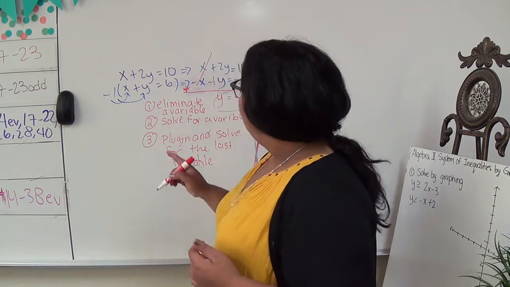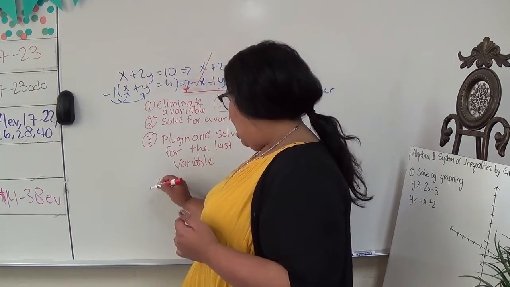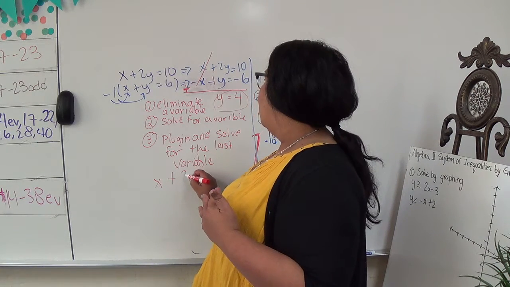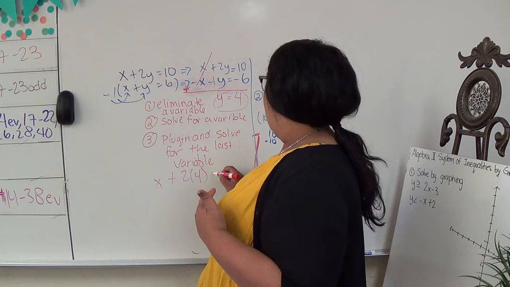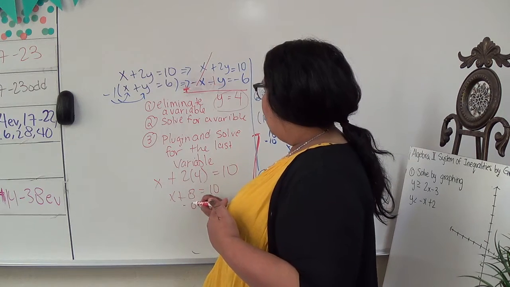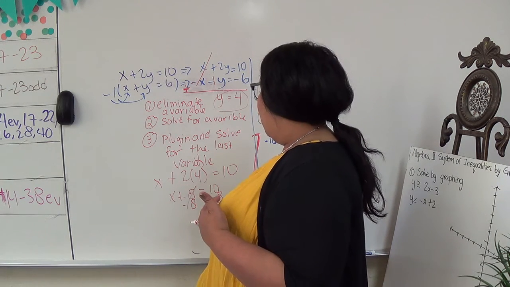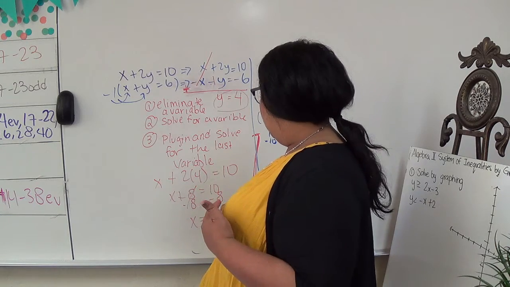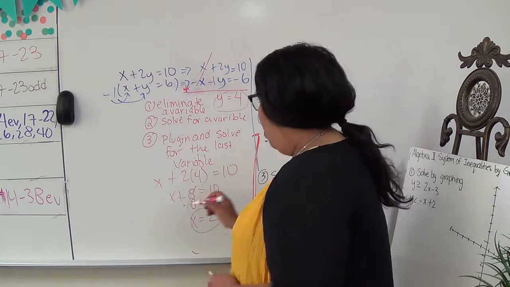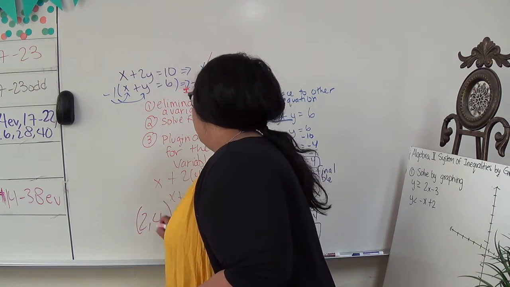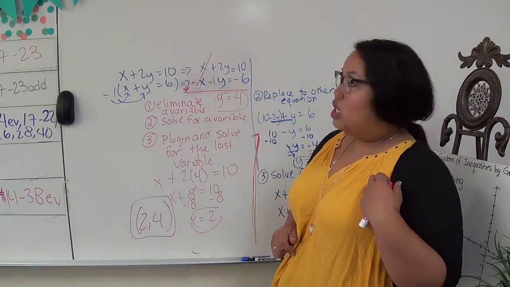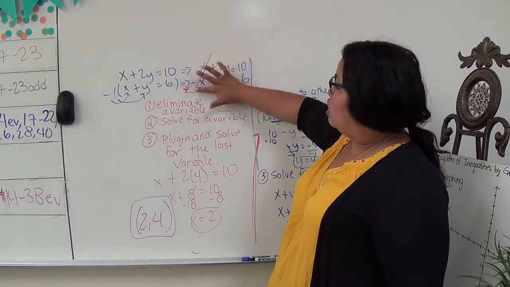Okay? So that means I'm going to take the first equation. So it's x plus 2 times 4 equals 10. x plus 8 equals 10. I'm going to subtract 8 from both sides. I end up with x equals 2. So here's my answer. I end up with 2, 4, which is the same answer I got for substitution. Right? Different methods.